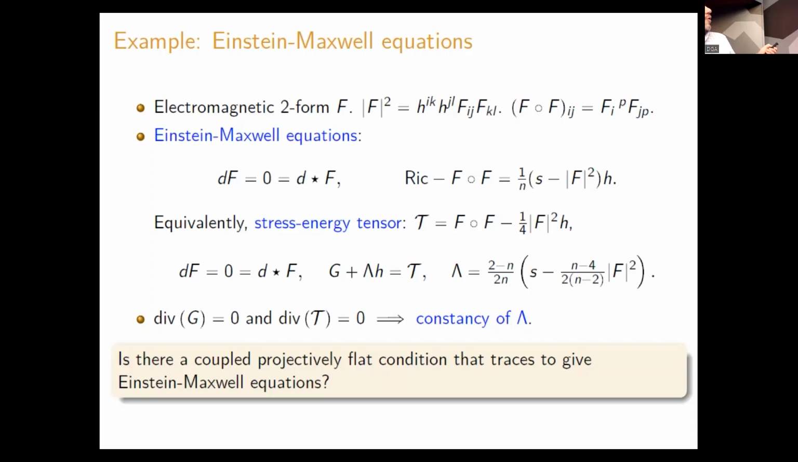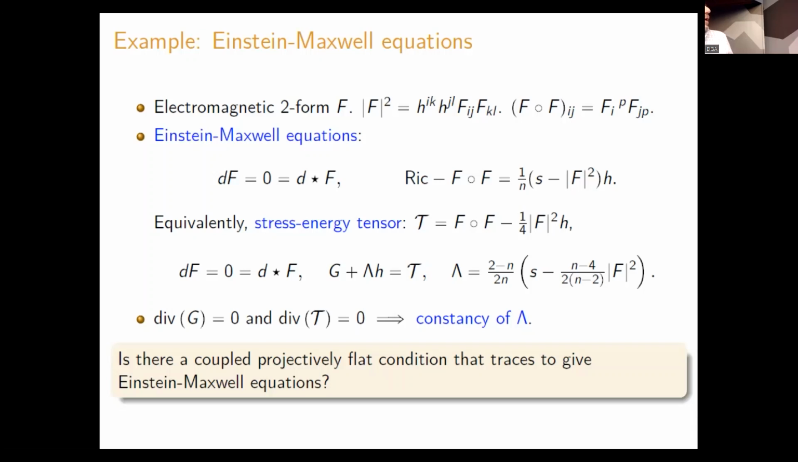You suppose that the form is closed and it's co-closed, which means there are no sources. And here you have a stress energy tensor, and this tensor is cooked up so that these two equations imply that this tensor is divergence free, which is what matters. And so really probably the easiest way to think about it here is we have the Einstein tensor plus a cosmological term equal to the stress energy tensor. This and this are divergence free. That implies this is constant, and it has this expression in terms of the scalar curvature and the norm squared of the two form.